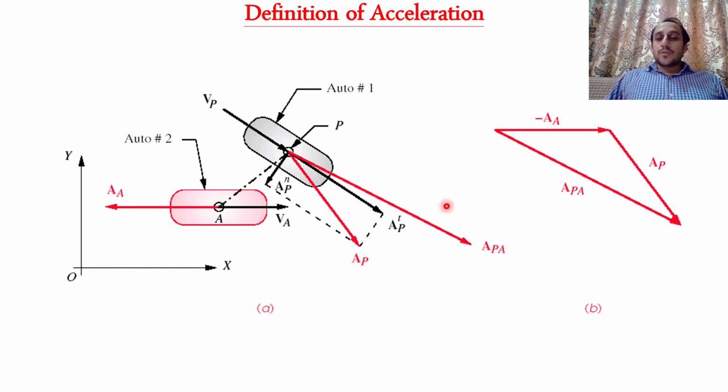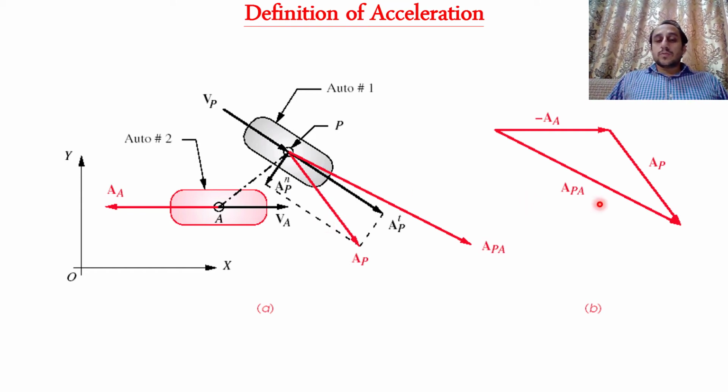So it means what we have to do? We have to subtract this vector from this vector. ठीक है? We have to subtract this vector from this vector. This is the absolute acceleration of body A, this is the absolute acceleration of body P, and we want the relative acceleration of body A with respect to P.